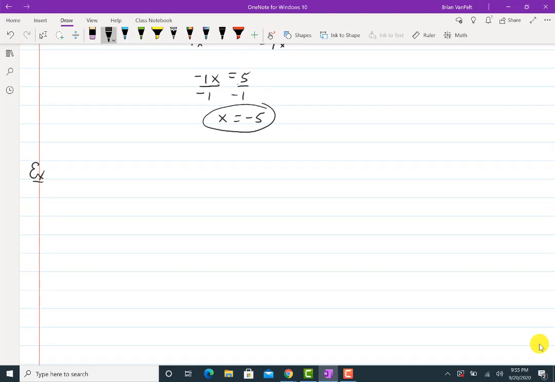Next we have the sum of 11 and triple a number is the same as 5 less than 5 times the number.